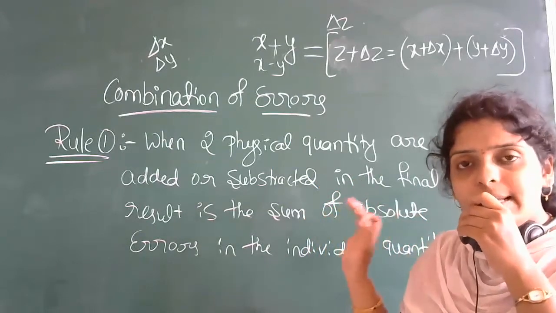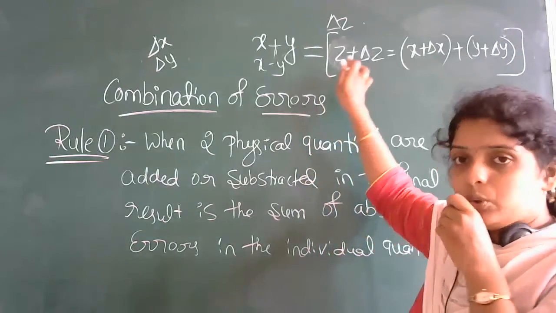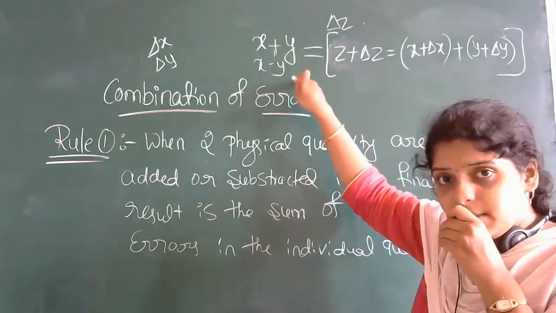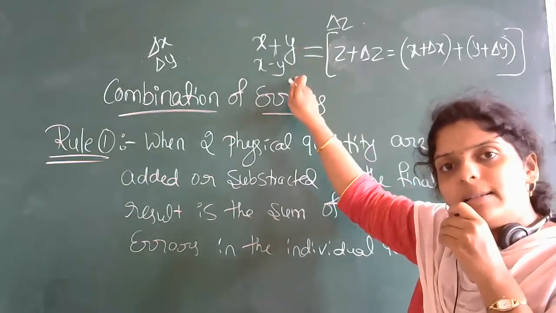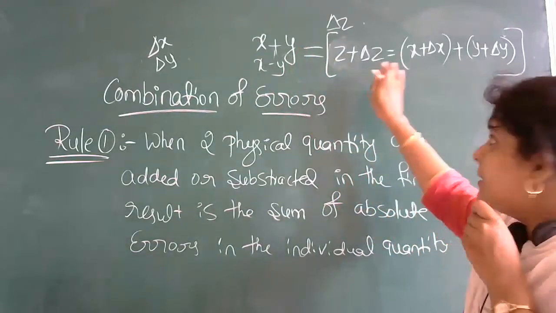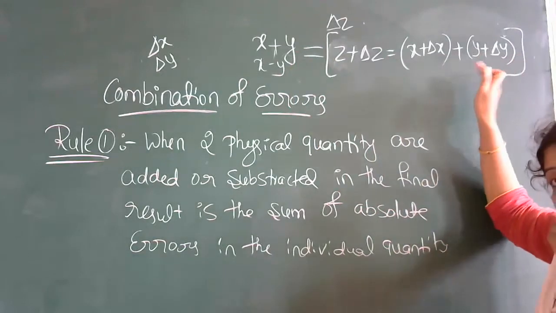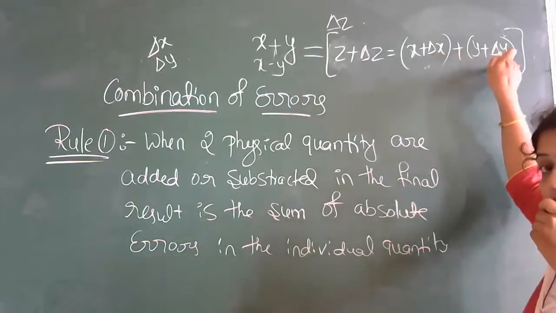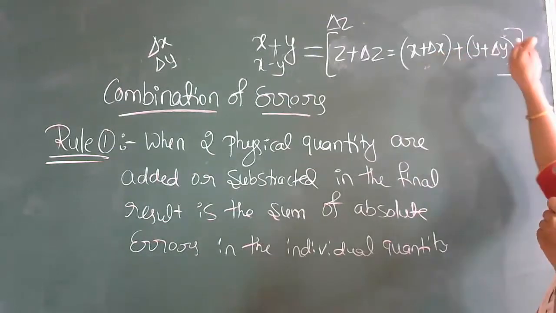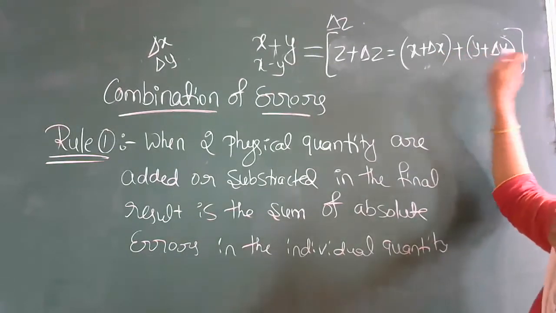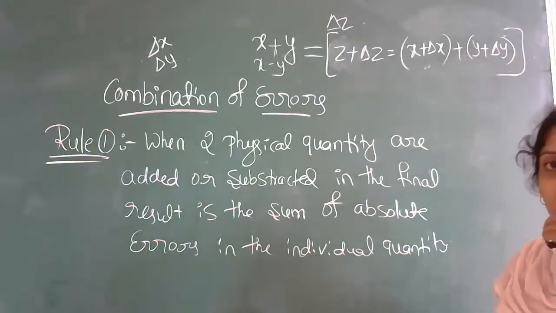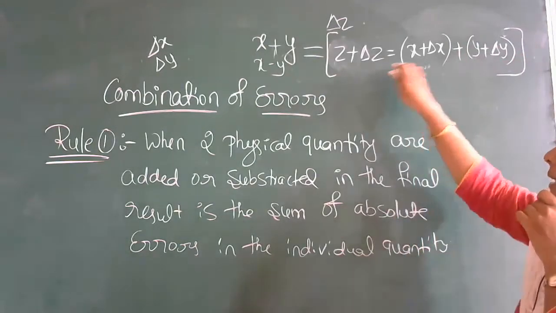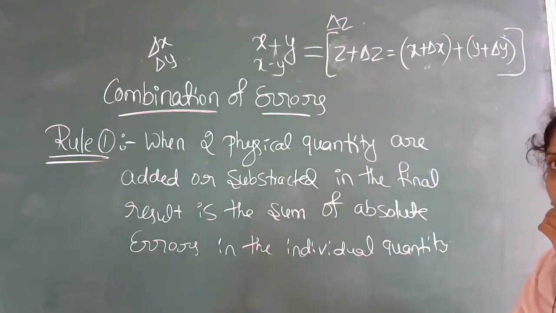Once again I'll repeat. I have two physical quantities, x and y. When they are added or subtracted, this is your result. The result is the sum of the individual absolute errors. If you go according to the statement, the explanation will be clear to you.